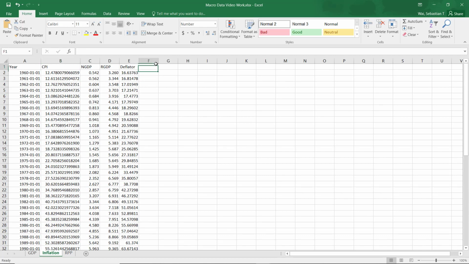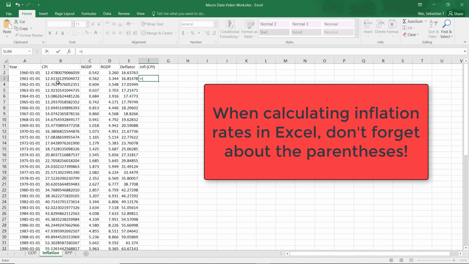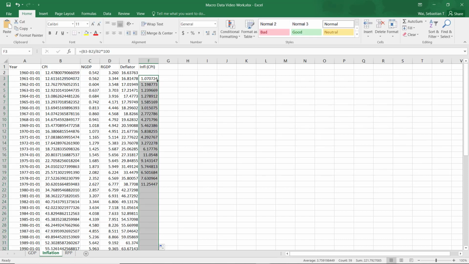Next, I'm going to calculate the inflation rate using the CPI. Remember, we cannot do that for the first year that we have. We have to start at the second year. And to do that, we take our CPI from the current year minus the CPI in the previous year, divide that by the CPI in the previous year, and multiply by 100. Copy that all the way down.